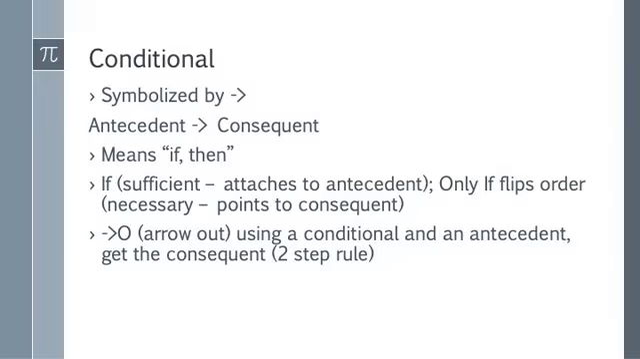It means if, then. If it says if, it's a sufficient condition, and this phrase will point to an antecedent. The phrase only if flips the order and makes it a necessary condition, and it points to the consequent. Arrow out uses a conditional and an antecedent so that you can get the consequent. It is a two-step rule.